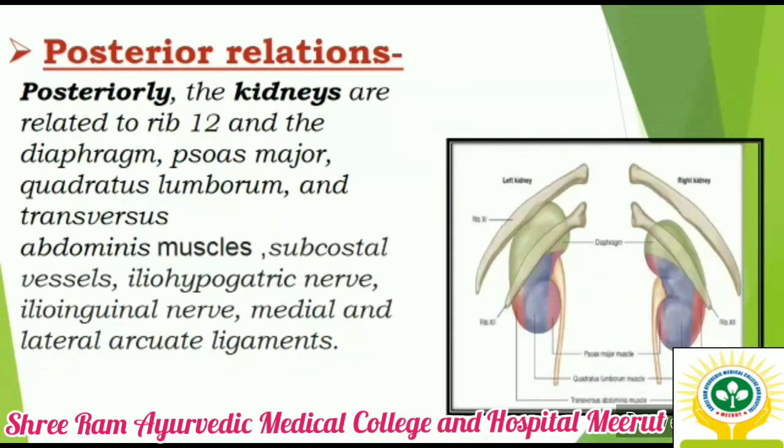Posterior relations: posteriorly, the kidneys are related to the 12th rib, the diaphragm, psoas major, quadratus lumborum, and transversus abdominis muscles, subcostal vessels, ilioinguinal nerve, and iliohypogastric nerve, medial and lateral arcuate ligaments.